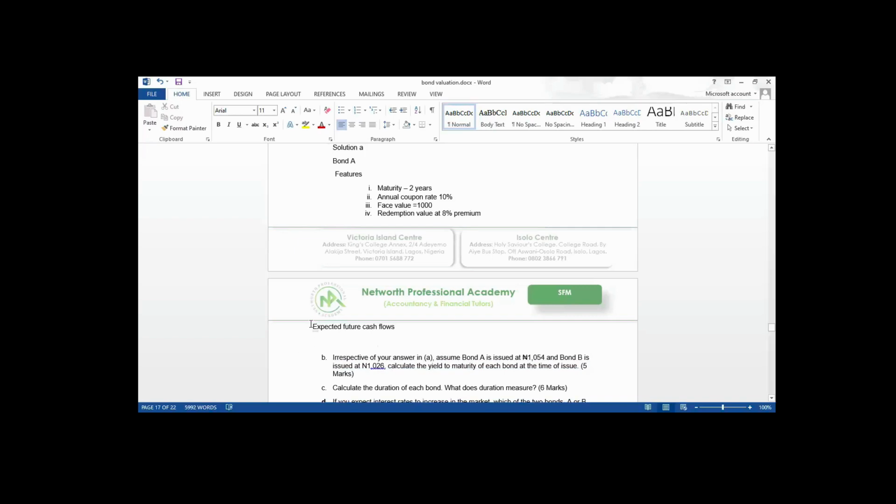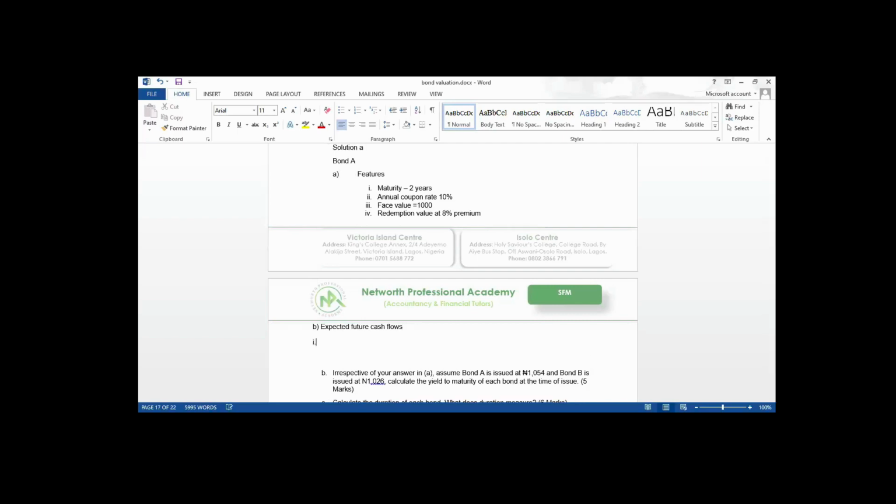That population. This is what I would do. This is expected future cash flows.